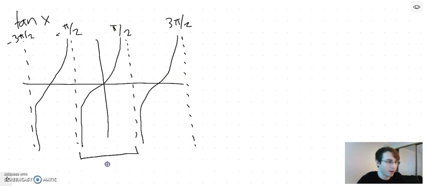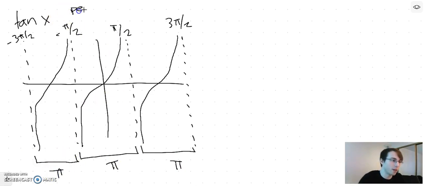And now this thing is being repeated over and over and over, and the period here is pi units. From negative pi over 2 to pi over 2, that's just pi units. From pi over 2 to 3 pi over 2, that's pi. From here to here, that's also pi. So period equals pi units.